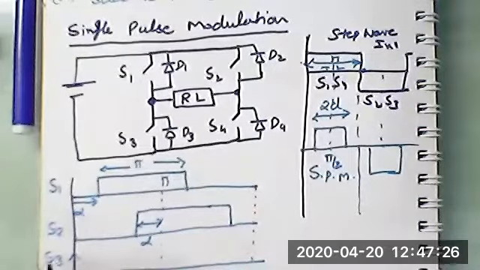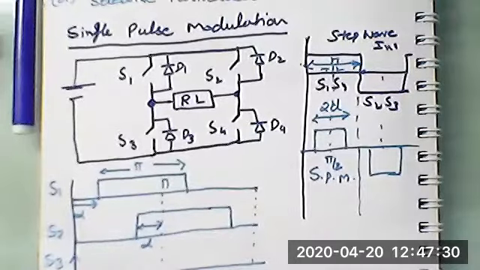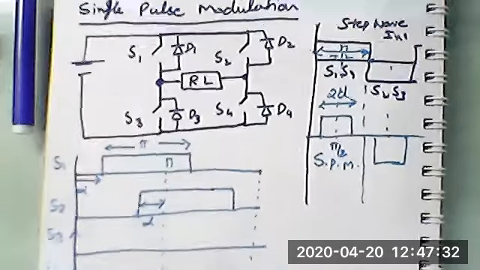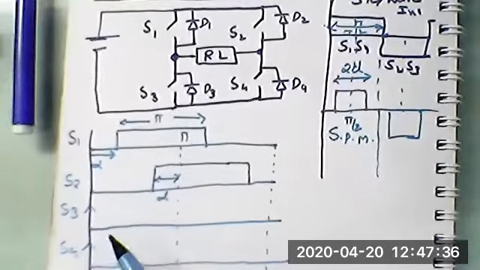And what about the pulse of S3? And what about the pulse of S4? Can anybody tell? What would be the pulse for S3 and S4?